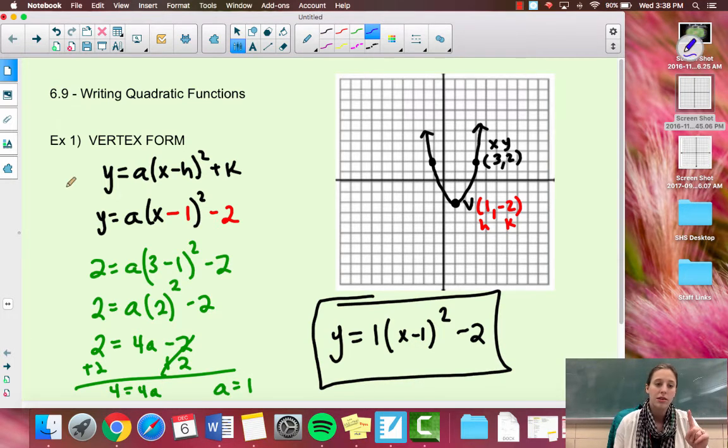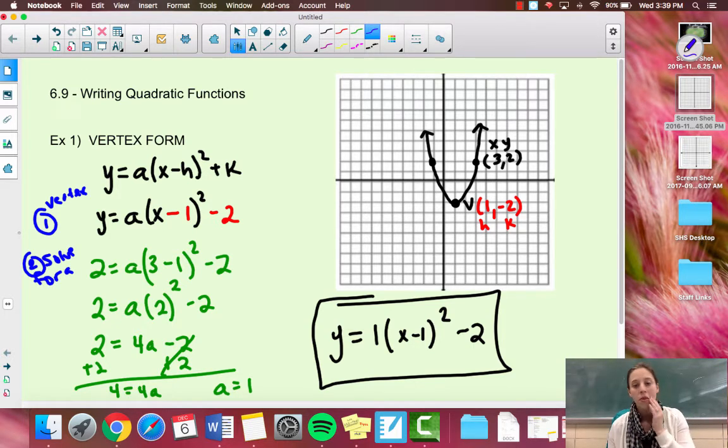So there was basically 2 steps to this. I plugged in the vertex. That was step 1. So I'll put vertex here. And then step 2 was solve for a. Okay, that's all you need to know for vertex form. Every vertex is going to change, every point's going to be different, but the process is exactly the same. You plug in the numbers, and then you solve, and then you rewrite your equation at the end.